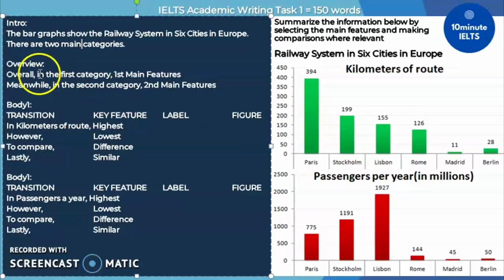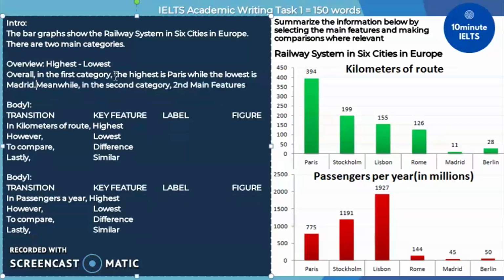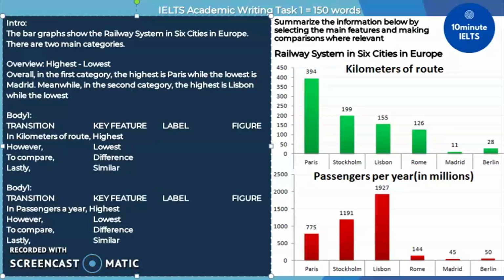After which, in the overview, we get to answer the first part of the task, which is to summarize the information by selecting main features. In a bar graph, the main features are the highest and lowest. And so in the first category, the highest is Paris, while the lowest is Madrid. Meanwhile, in the second category, the highest is Lisbon, while the lowest is still Madrid.